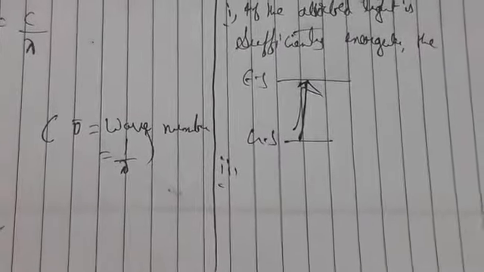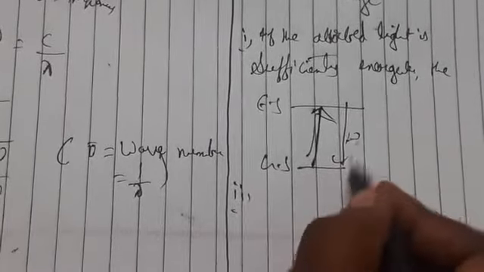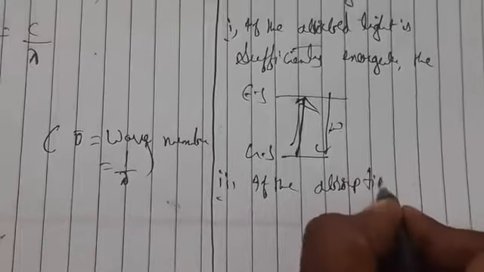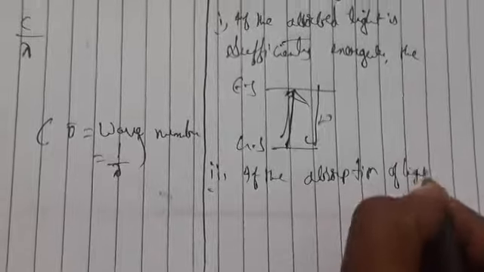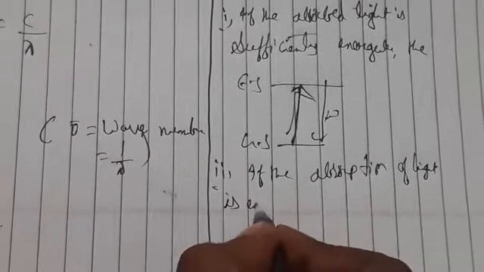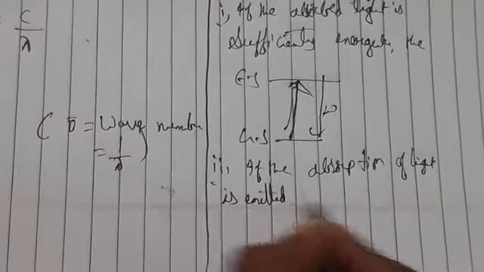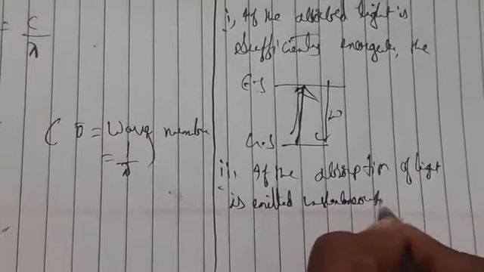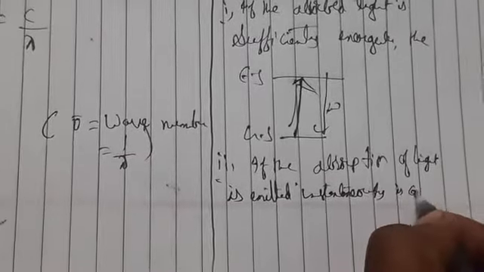Coming to the second process, if the absorbed light is emitted immediately, that one we call fluorescence. It means it is coming back in the presence of light. So what we can say here: if the absorption of light is emitted instantaneously, we call it fluorescence.